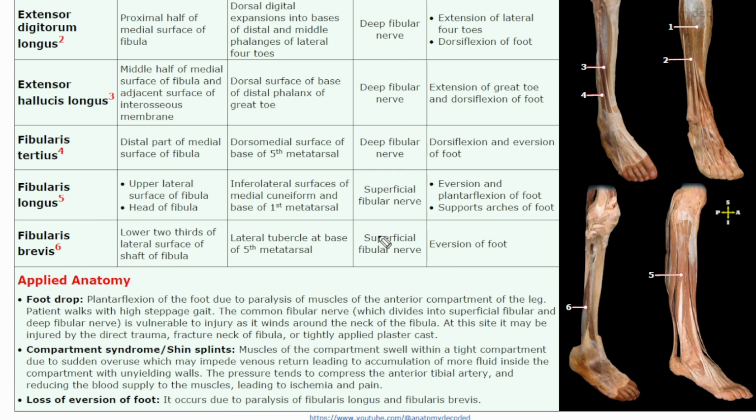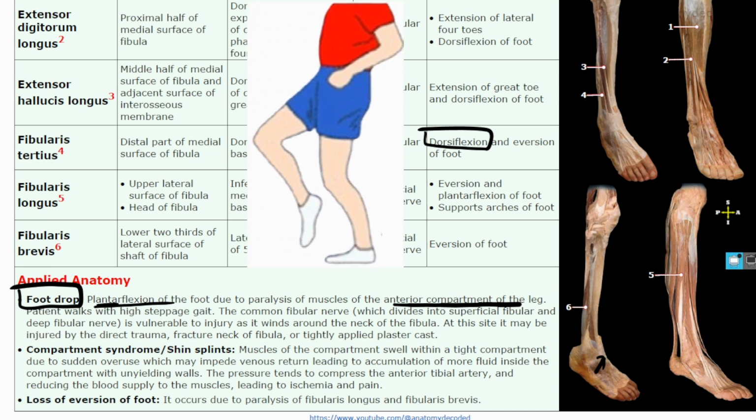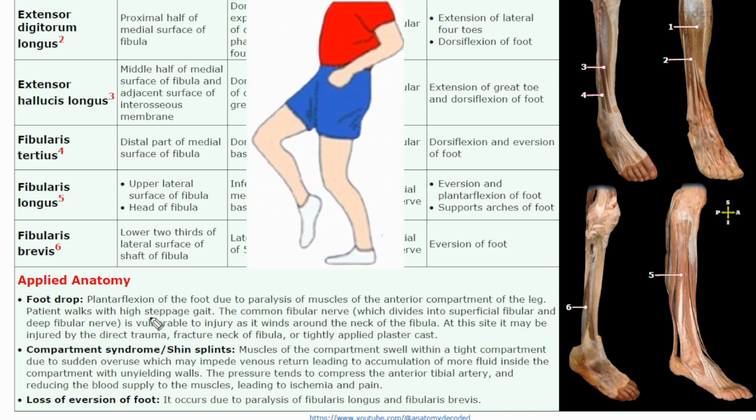Okay, now let's read about the applied anatomy. So applied anatomy, if you see first, it's mentioned as foot drop. What is foot drop? It is plantar flexion of the foot which occurs due to the paralysis of the muscles of the anterior compartment of the leg. Normal action of the muscles of the anterior compartment of the leg is dorsiflexion, that means the foot is raised up. So if these muscles get paralyzed, the foot goes in plantar flexion, and the patient walks in a specific gait that is referred to as high steppage gait.